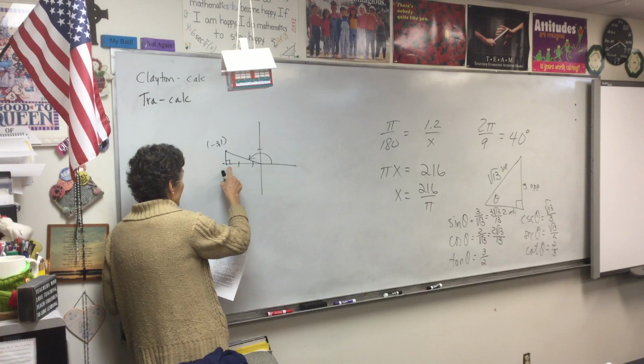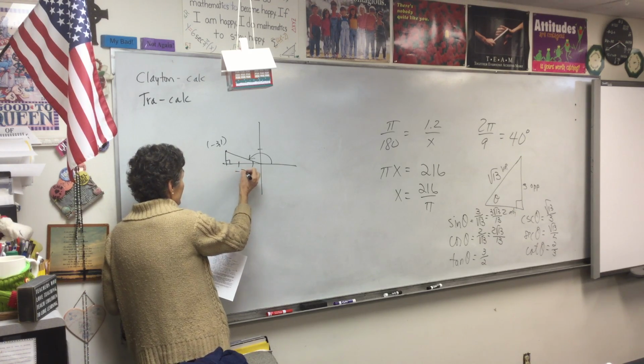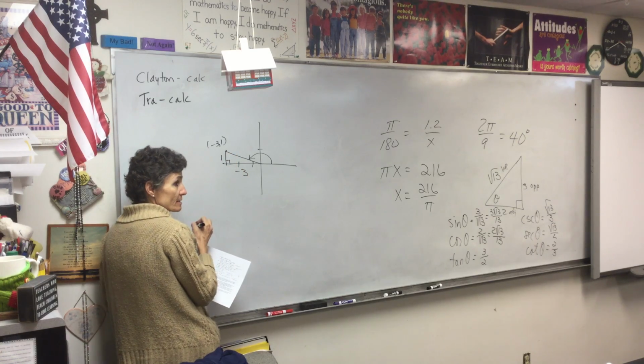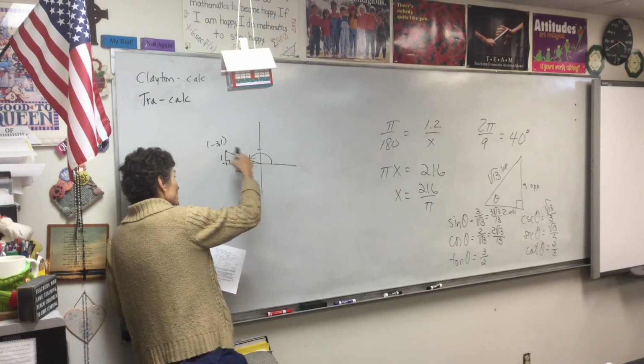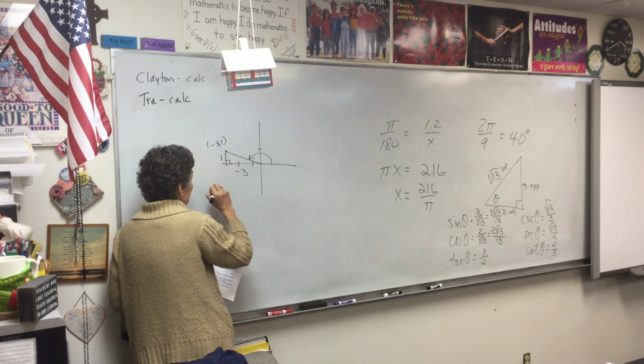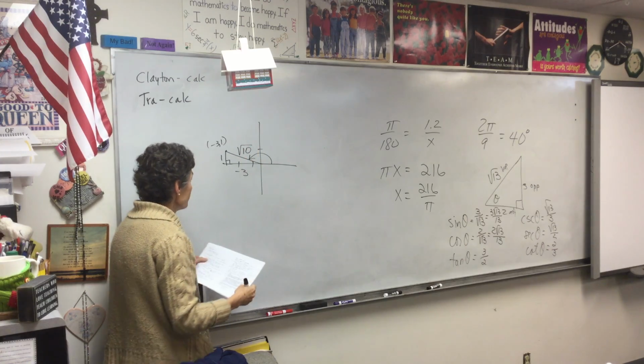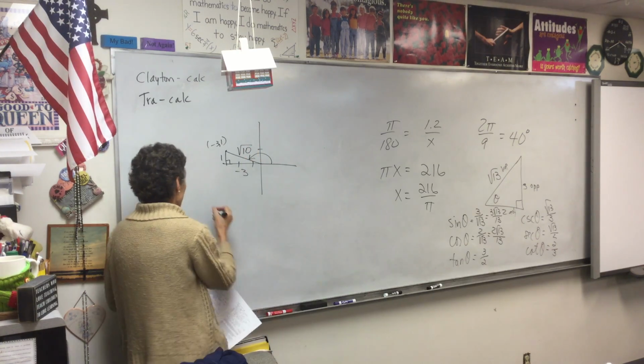So this side, remember how you got that point? This side is -3 and this side is 1. And we can do exactly what we just did. Find the hypotenuse, which would be root 10, square root of 10. And then we fill in all the blanks.